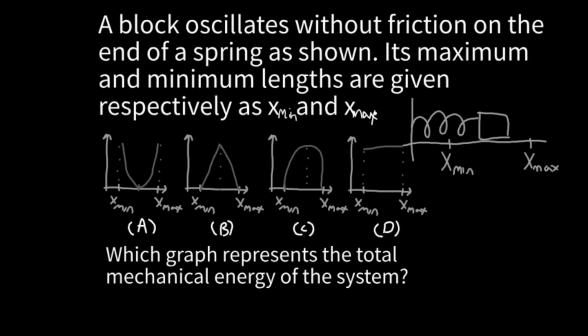Right, so the first thing we need to think is, are there any external forces acting on the system? And because we are without friction, the answer would be no. So because of that, we have to abide by the law of conservation of energy, which says that the total mechanical energy is constant, and thus option D is the answer.